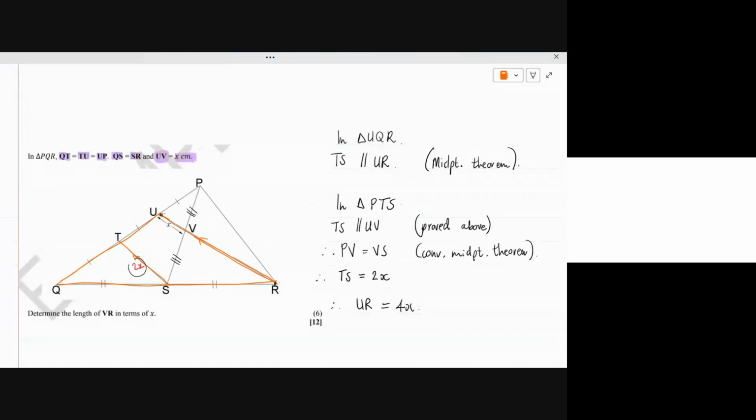So if we know that the distance from there to there is 4X, we already know that that part is X. What does that tell us about VR? Therefore, VR must equal 3X. That's it. VR must equal 3X. I'm going to put you all out of your misery.